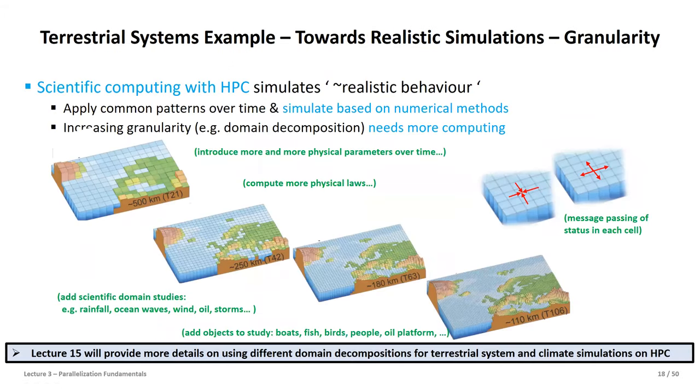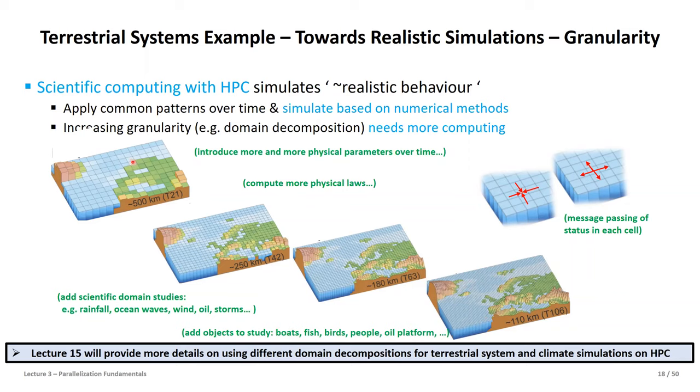But another fundamental paradigm I want to bring across in the first part of the lecture is thinking about the realistic aspect, and that you could always add more to be realistic. Think about when you want to simulate the Earth very blockily with this kind of resolution. A scientist wants to know more, engineering wants to know more. Think about a scientific domain study of the ocean with the waves. It's much more fine-grained. You may want to add elements like rainfall, wind, oil, storms. Then you want other aspects like boats, fish, operating on a very small scale in front of the coast of Iceland somewhere, birds, people.